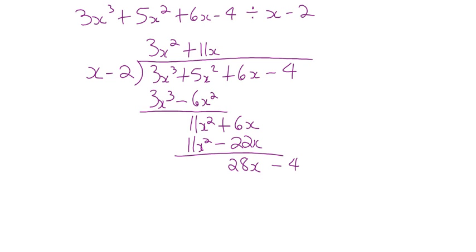So what do I multiply x by to get 28x? 28. So we put a plus 28. And we multiply, giving me 28x minus 56. And we subtract, giving us 52. The 52 is the remainder.